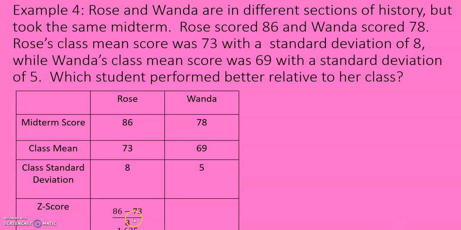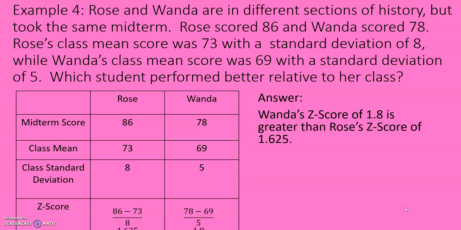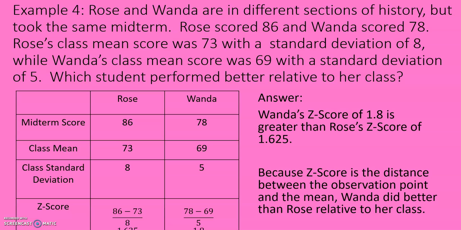76 minus 73 divided by 8 is 1.625. 78 minus 69 divided by 5 is 1.8. The answer: Wanda's z-score of 1.8 is greater than Rose's z-score of 1.625. Because z-score is the distance between the observation point and the mean, Wanda did better than Rose relative to her class.